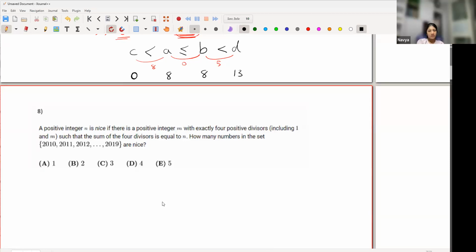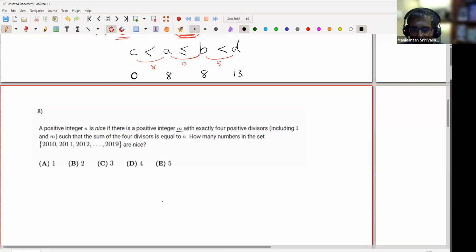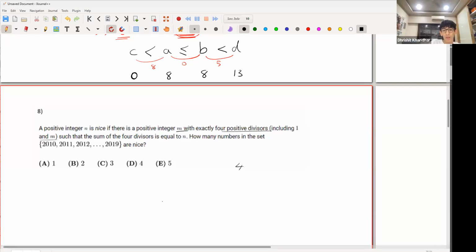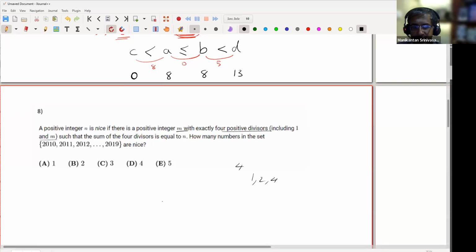I didn't really do this. Okay, forget about everything else. Can you guys tell me which are the numbers? Let's focus on m. Forget n. Positive integer m with exactly 4 positive divisors. What will be numbers which have exactly 4 divisors? Four? 4 has 1, 2, and 4. It has only 3 divisors, right? All right.